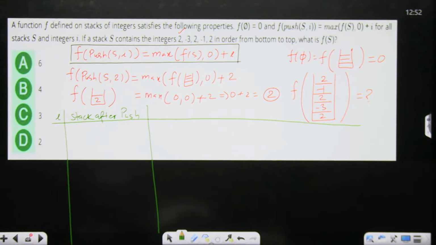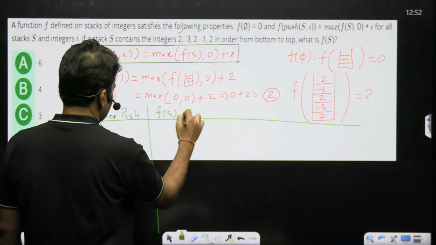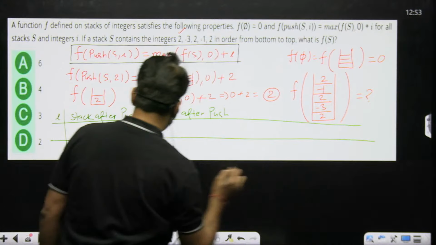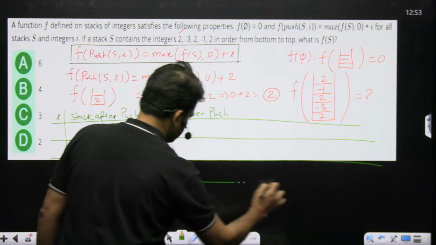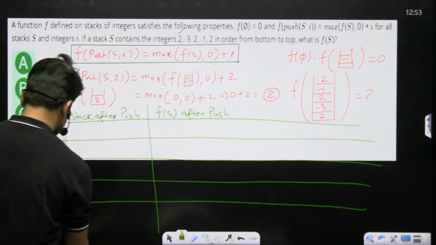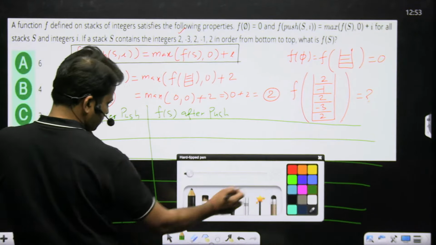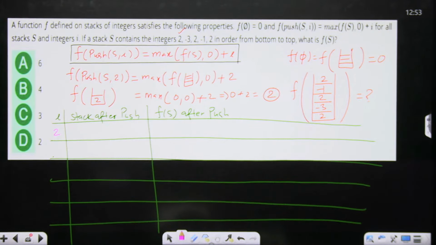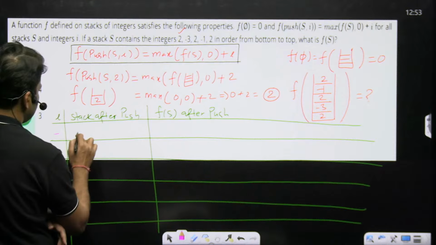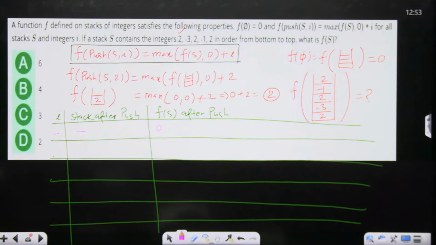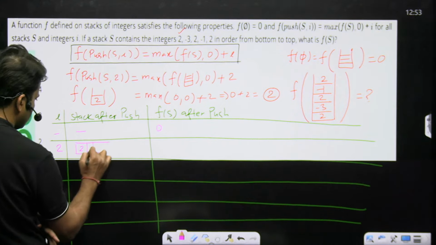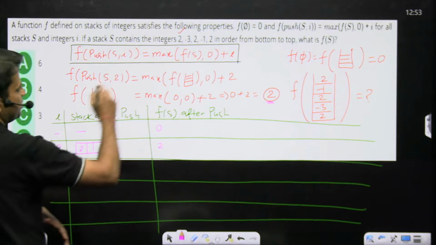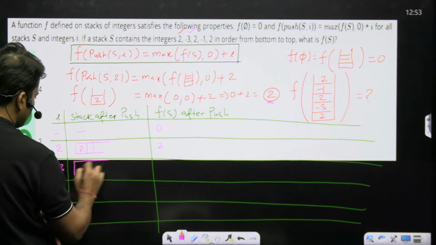Stack after push, f(S) after push. Initially the i value is 2. Taking the i value 2, how does the stack look after the push? Initially everything is 0, and this value is 0. This data is given, right? After I push 2, the stack looks like this. Understood? And f(S) after the push, the result of this is 2. Now after this I want to insert -3, so i is -3. The stack looks like this, 2, -3.